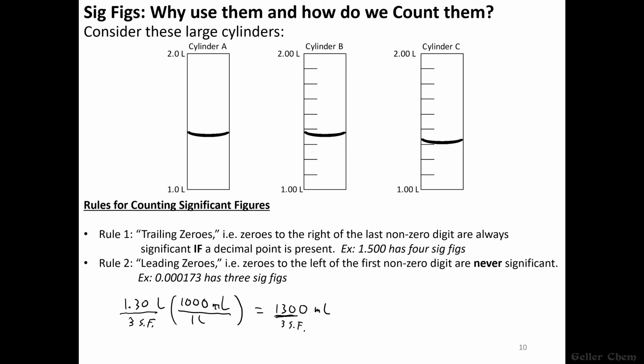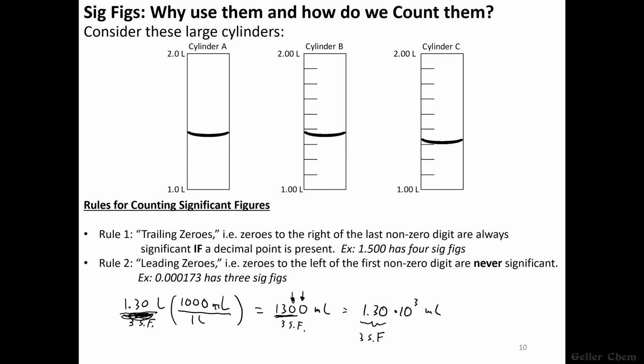And so what we really have here is an ambiguity, because if we were just presented with the number 1,300, how could we possibly know that this 0 here was significant? But this 0 here was not significant. Without that context of this initial 1.30, it's ambiguous. And so to remove the ambiguity, we use scientific notation. Instead of writing it like this, we should write 1.30 times 10 to the 3rd milliliters. And this emphasizes that our measurement is 3 sig figs.